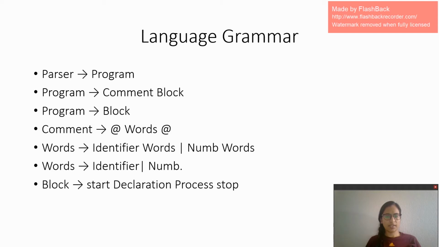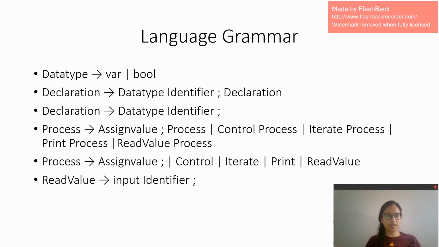Language grammar. The language grammar starts with the start symbol parser and then breaks down into other non-terminal and terminal symbols. The comments in the language start and end with @ symbols. The blocks in a program start with the start terminal and end with the stop terminal. We have separated the data type from the variable names in our declaration statements. We have defined three types of processes. One is the assign process, the second is the control process, and the third is the iterate process.